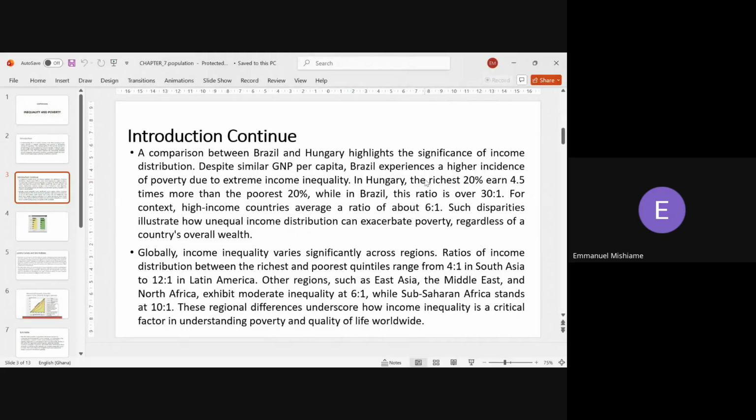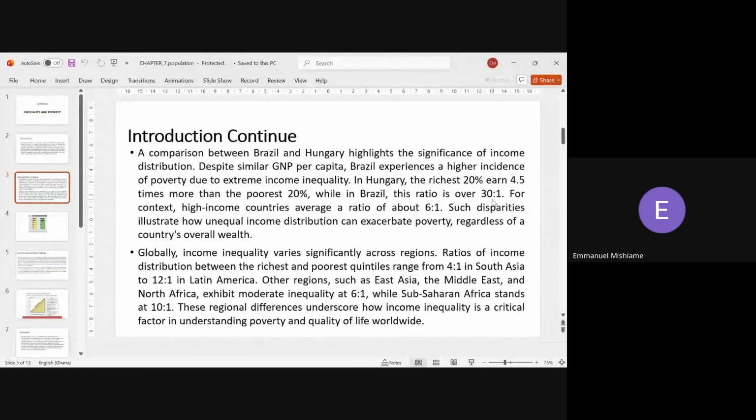Now, in Hungary, the richest 20% earn 4.5 times more than the poorest 20%, while in Brazil, this ratio is over 30 to 1. For context, high-income countries average a ratio of about 6.1. Such disparities illustrate how unequal income distribution can exacerbate poverty, regardless of a country's overall wealth. Now, let's go into the figures briefly. So Brazil has the income distribution pegged at 30 to 1.